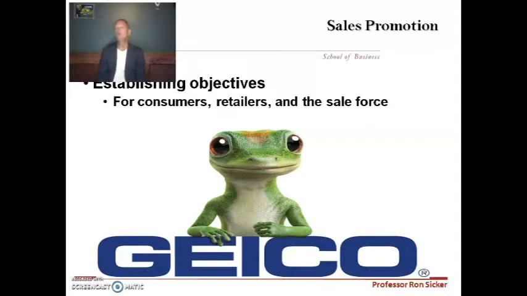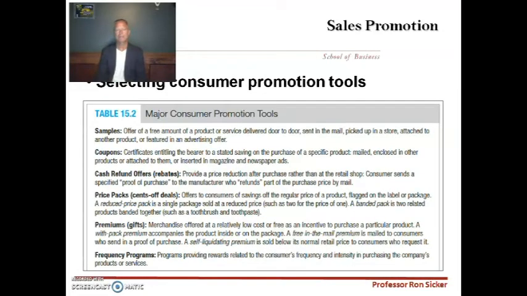If in fact you want a pull strategy, or you want the consumers to pull it through your retailer, then you would give a coupon offering 10 cents to the consumer off a box of macaroni and cheese. So you can have a sales promotion that is a push strategy, and you can also have a sales promotion that is a pull strategy.